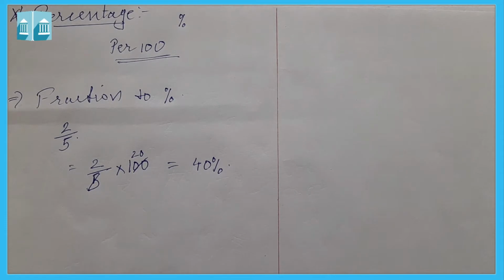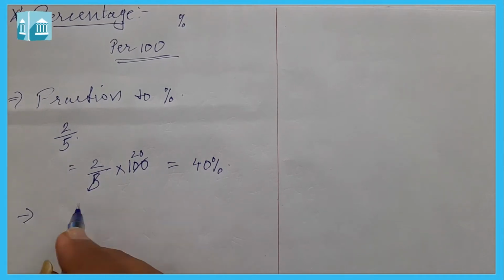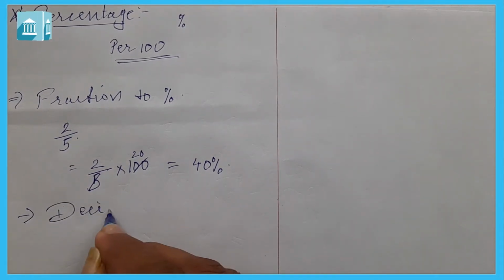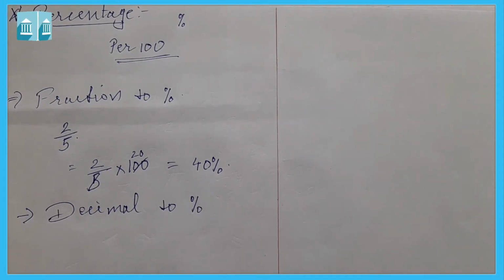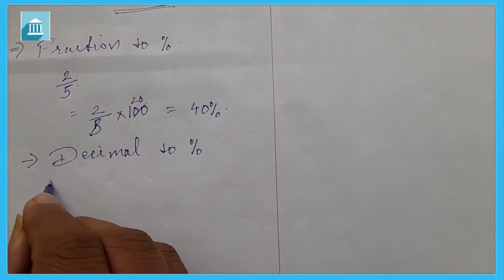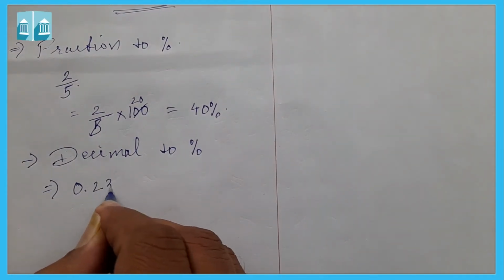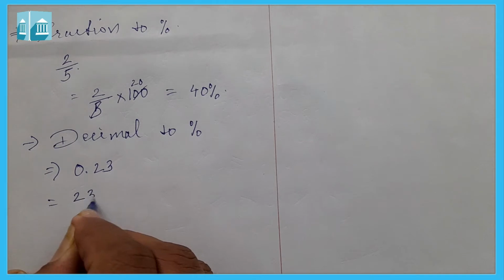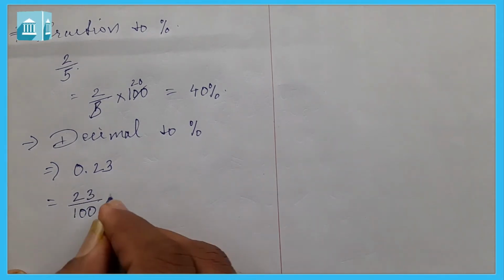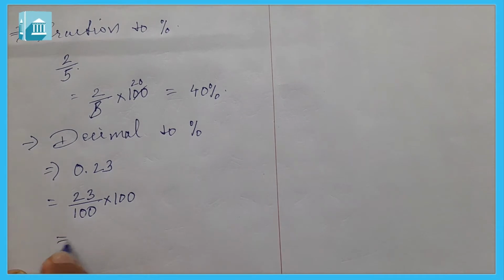In the same way, we can also convert decimal to percentage. Here we converted fraction to percent; we can also convert decimal to percent. For example, if the decimal is 0.23, first we convert it into a fraction and then into percentage. So 0.23 is 23 upon 100. Multiplying by 100, the 100 and 100 cancel, and it is 23%.